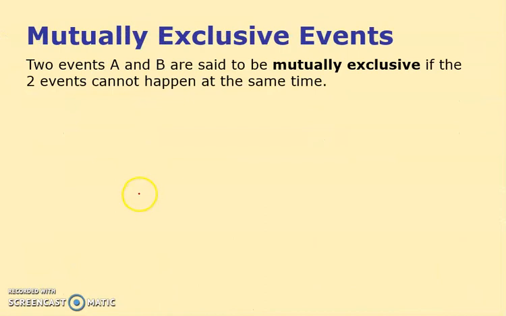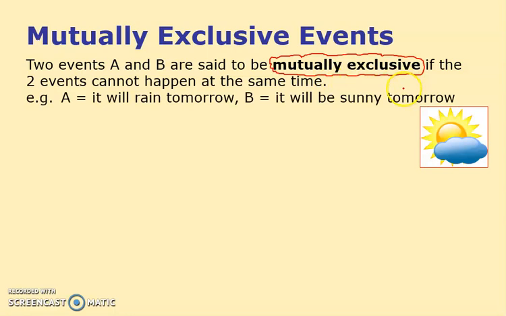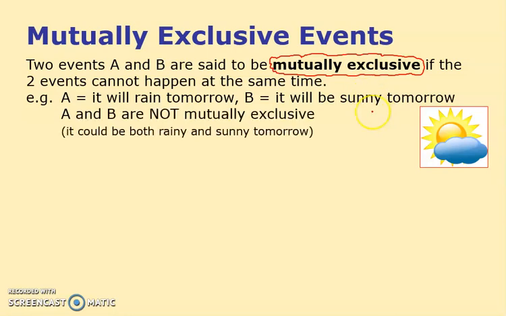A little reminder: mutually exclusive events. We come across this phrase at GCSE in a limited sense, and last year in year 12 we saw it in a more detailed way. It refers to the idea that 2 events can't happen at the same time. If they can't happen at the same time, they are mutually exclusive. If they can happen at the same time, they are not mutually exclusive. So A, it will rain tomorrow, B, it will be sunny tomorrow. Presumably it can be both rainy and sunny, so these events are not mutually exclusive.